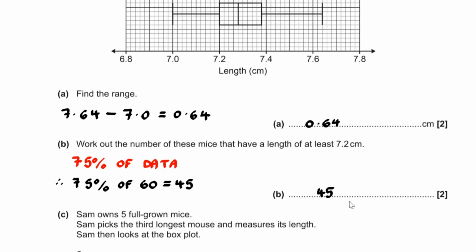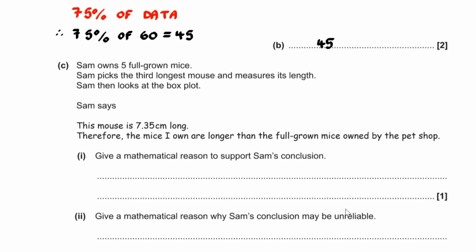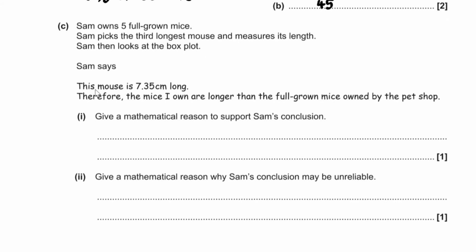So we have 45. For part C, Sam owns 5 full-grown mice. Sam picks the third longest mouse and measures its length. Sam then looks at the box plot. Sam says, this mouse is 7.35 centimeters long, therefore the mice I own are longer than the full-grown mice owned by the pet shop. We have to give a mathematical reason to support Sam's conclusion.